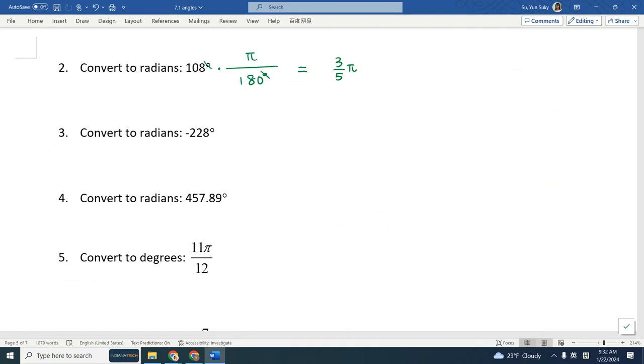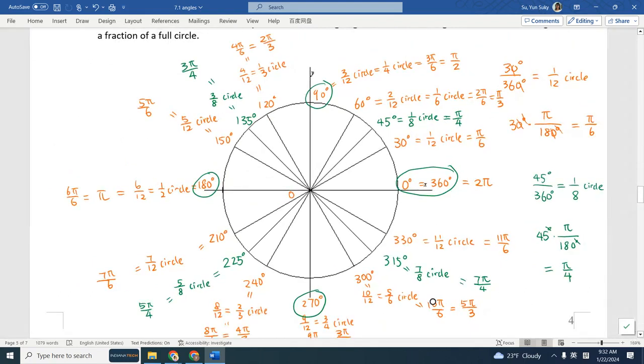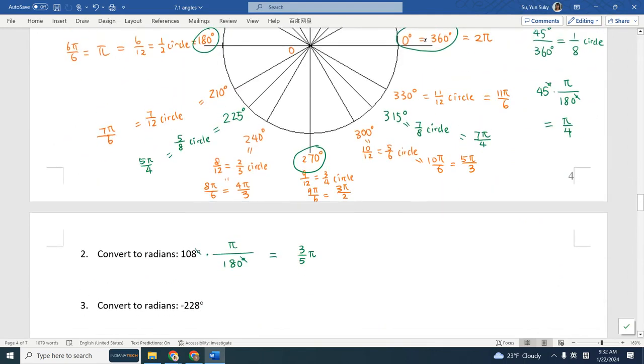Can I ask you another question? So look at this picture. Do you know about the quadrants, right? The first quadrant is from 0 to 90 degrees. Quadrant 2 is from 90 degrees to 180 degrees. Quadrant 3, 180 to 270. And quadrant 4, 270 to 360 degrees. This angle is in which quadrant?